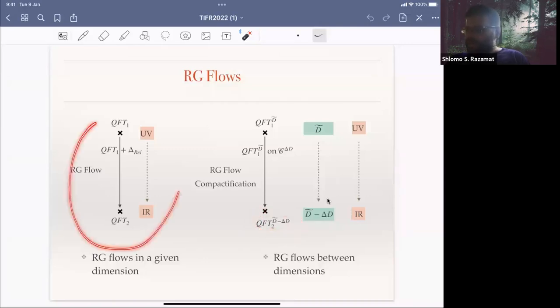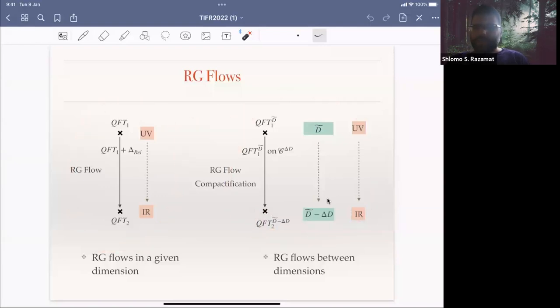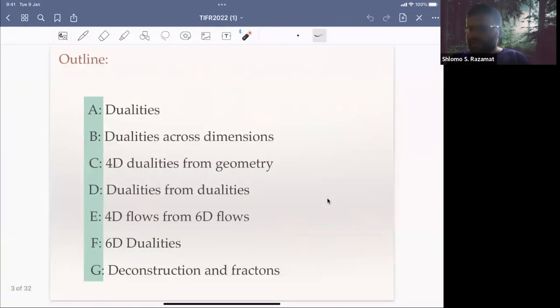So in today's talk, I will try to give some comments about connecting these two pictures in some kind of common language, or common set of things that we can say about these two views of different types of RG flows. So the outline of this talk is as follows.